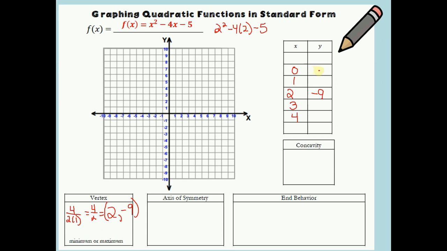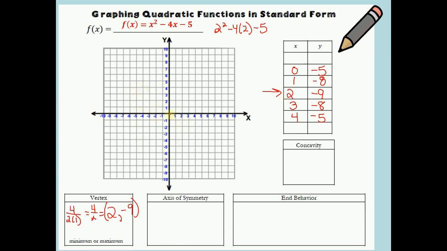Plug these in to get my corresponding y values. So that'll be negative 5. If I plug in a 1, I'll get 1 minus 4 minus 5, which is negative 8. 3, that'll be 9 minus 12 minus 5. Ooh, that's negative 8 as well. And you know what? 4 is going to be negative 5 as well. That's always going to happen as long as you find your vertex and you place it in the middle. You should get a perfect mirror effect around your vertex.